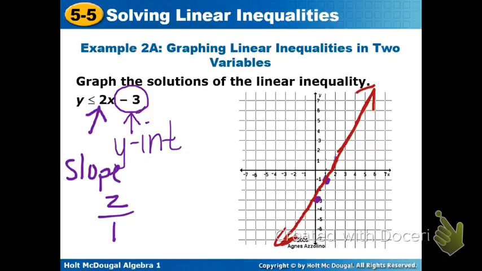So, let's see what we can do here. We're going to shade below the line.